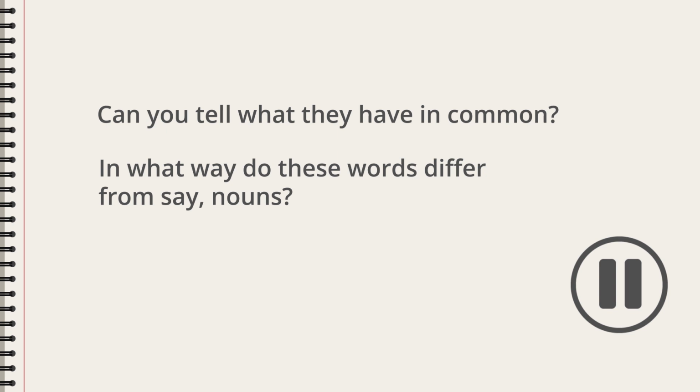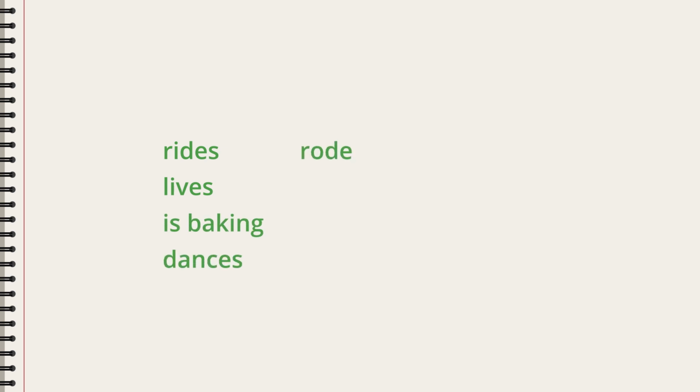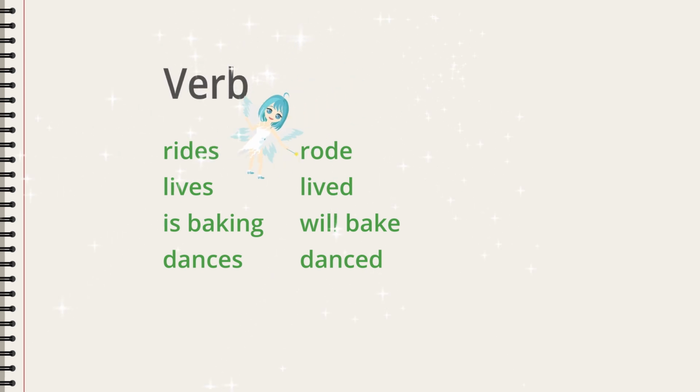This is an example set of words that would fit the gaps. There are no correct answers. These are just examples. Rides, lives, is baking, dances. Rode, lived, will bake, danced. All these words are of the same sort. They belong to the same part of speech, and that part is called verb.